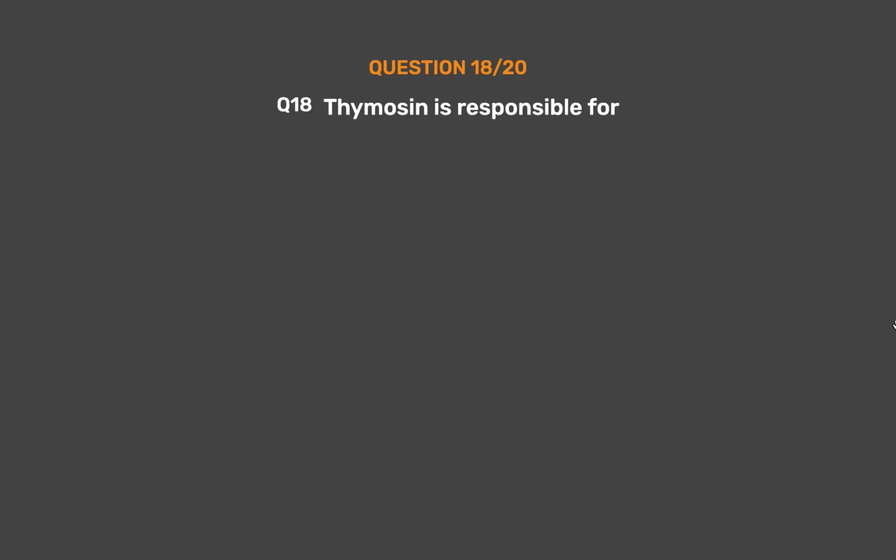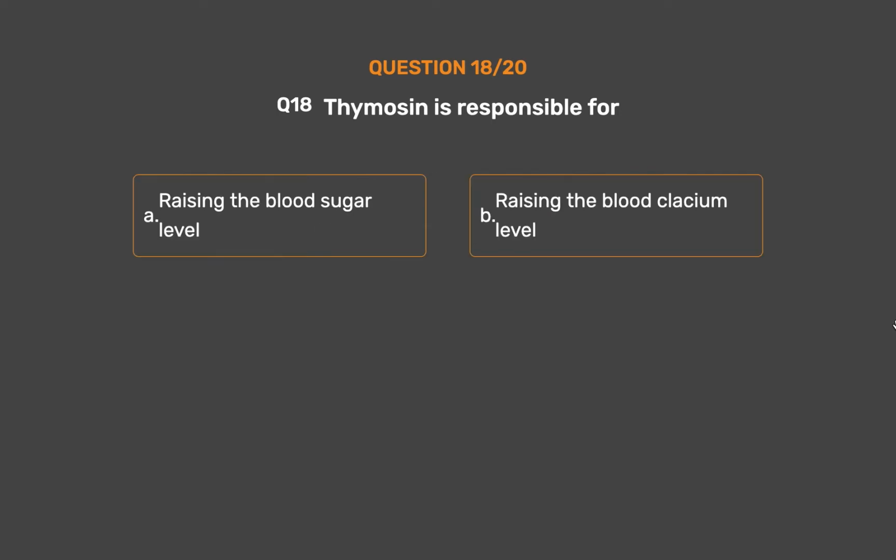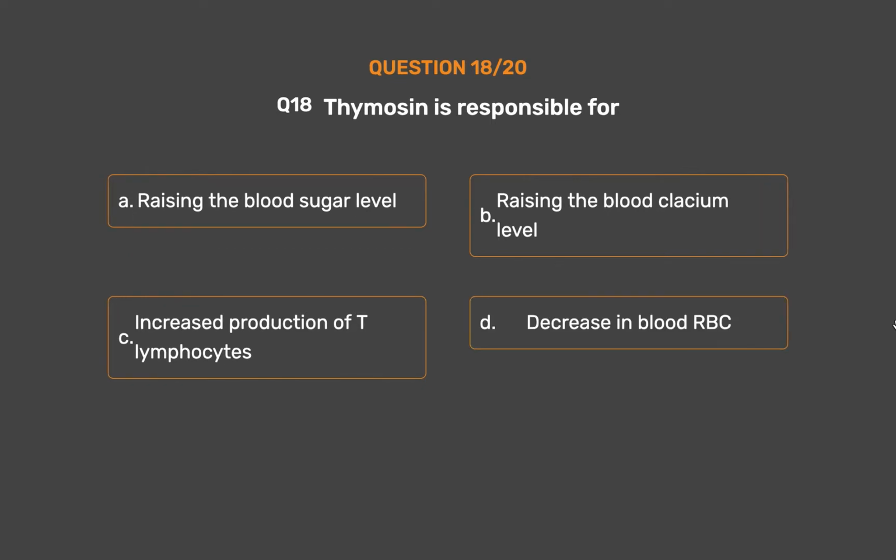Question number 18. Thymosin is responsible for option A, raising the blood sugar level. Option B, raising the blood calcium level. Option C, increased production of T lymphocytes. Option D, decrease in blood RBC.